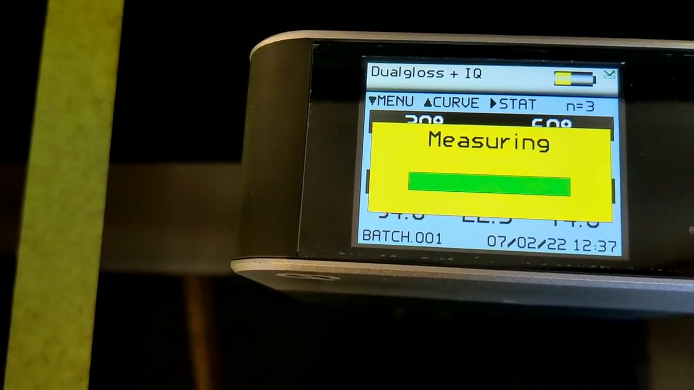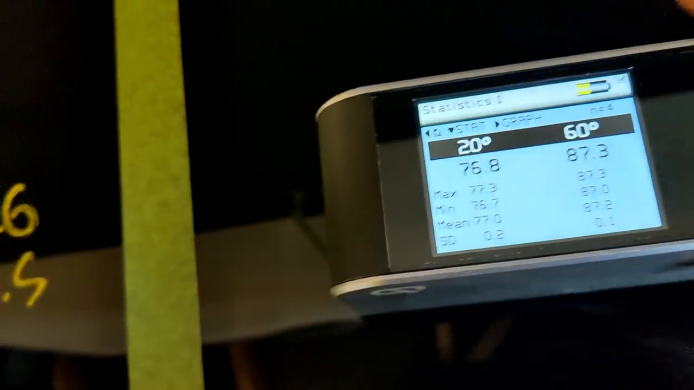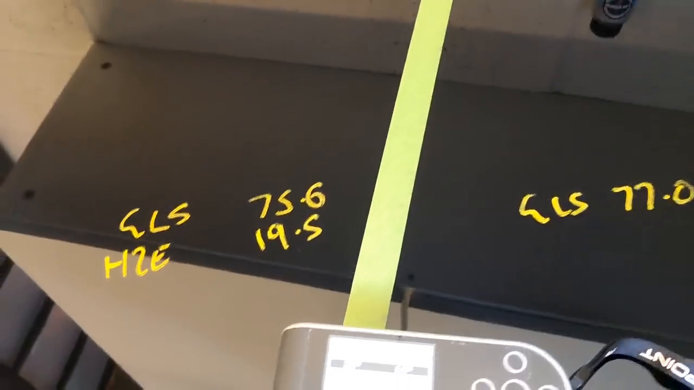76. I think it's going to be up on gloss, unless we get a real awful reading here. No, we didn't. So if we go to averages, 20 degree gloss, 77 units. So gloss, 77 units there. So we're just getting a comparison.